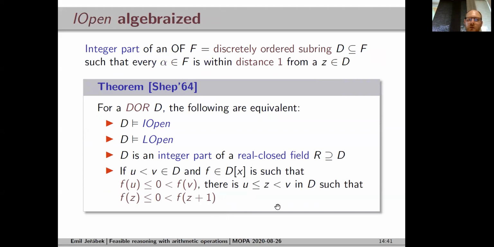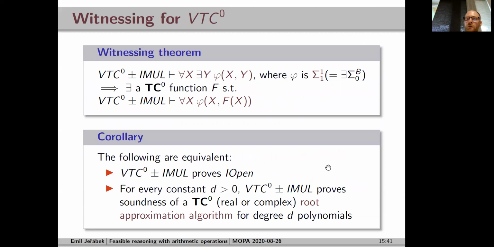this is a formula of this form. You say that for every u and v there exists z. Here I've written them with lowercase letters, but they should really be uppercase. These are the binary inputs. So the witnessing function that witnesses this formula takes these and the coefficients of the polynomial, and it basically gives us an approximation of the root of the polynomial within distance 1. It is not hard to see that if you can do that, then if we pass to the fraction field, we can actually approximate the roots to arbitrary precision.